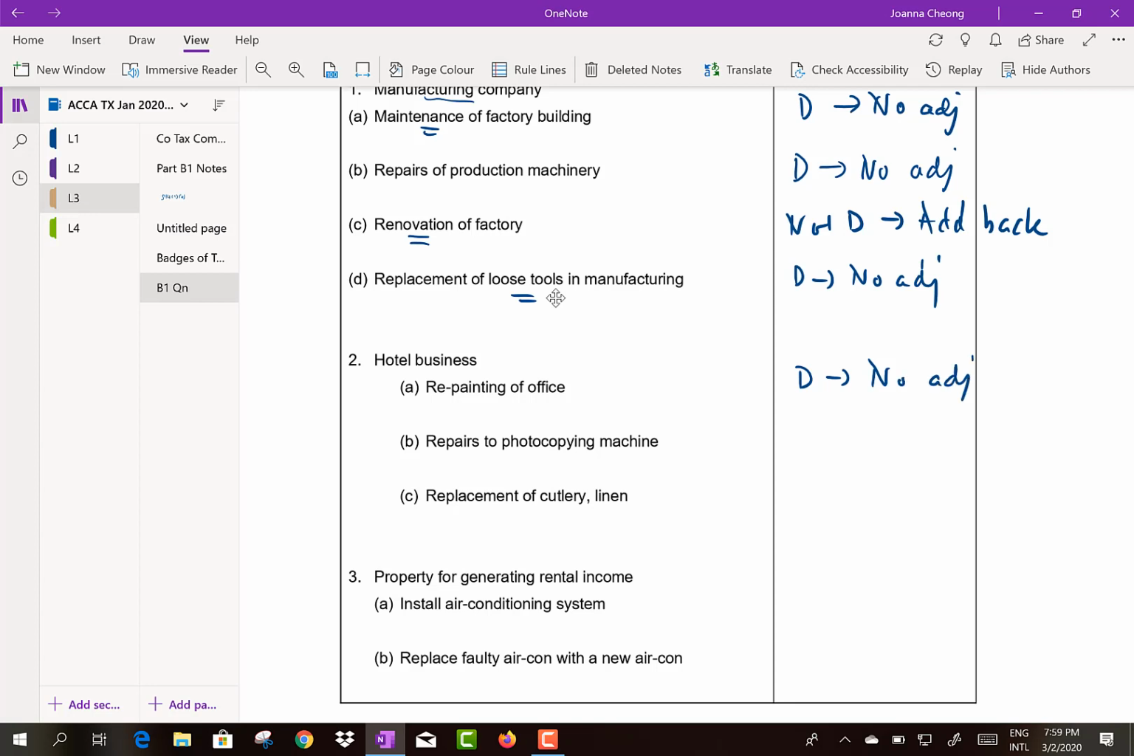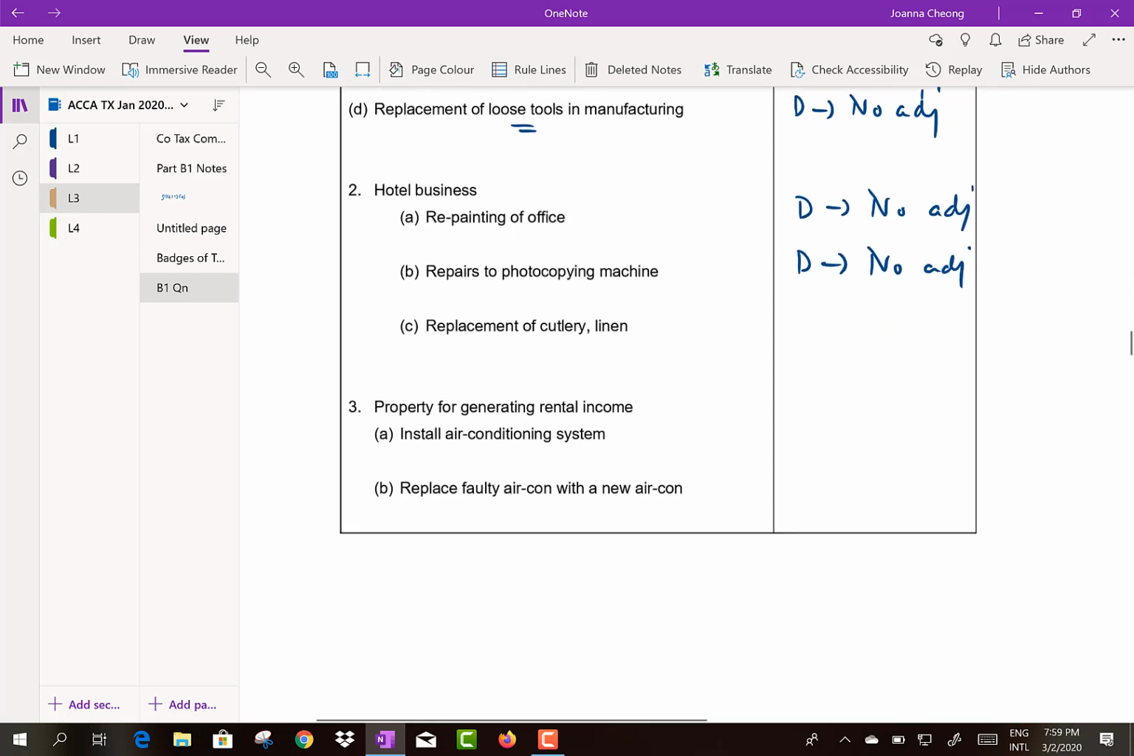I think it's quite common that businesses have a photocopying machine, right? All right, it's for the business. So therefore it will be deductible, no adjustment. Replacement of cutlery and linen. All these are expenses with a short lifespan, right? You tend to replace them quite frequently, so it will be deductible. Okay, expenses with a short lifespan.